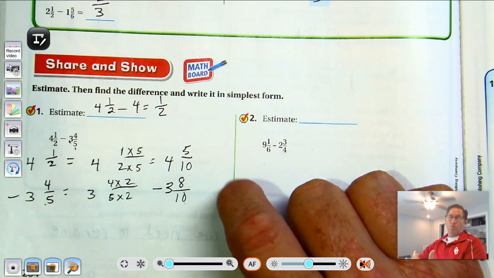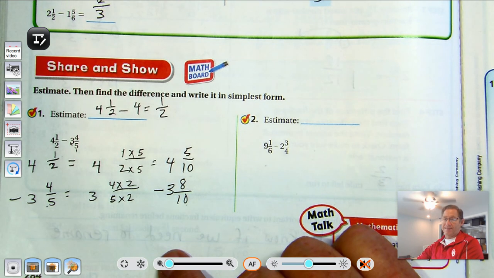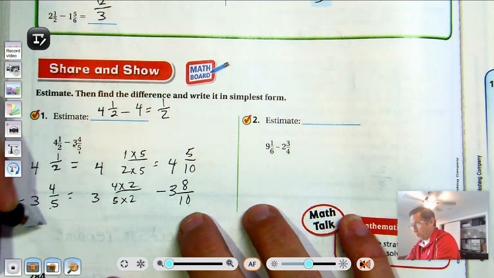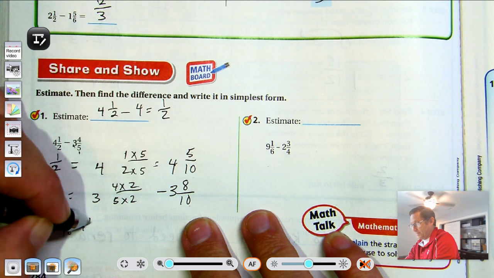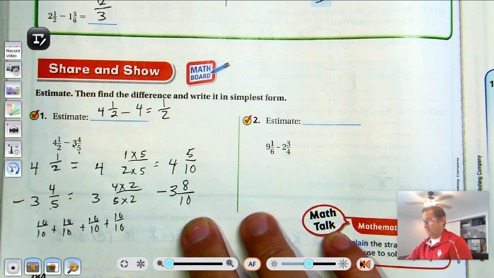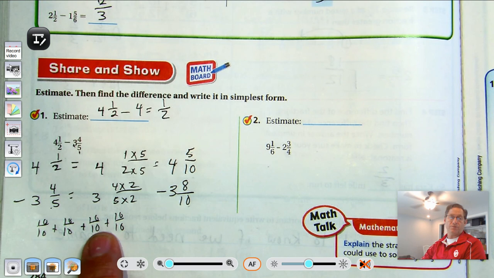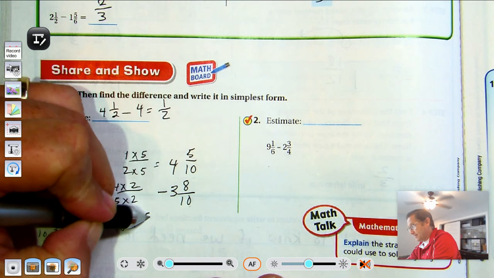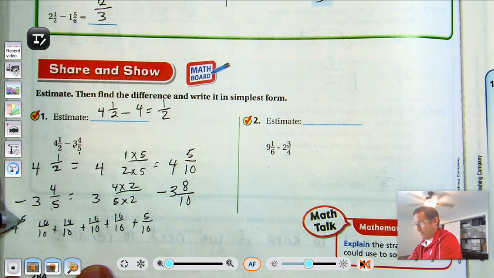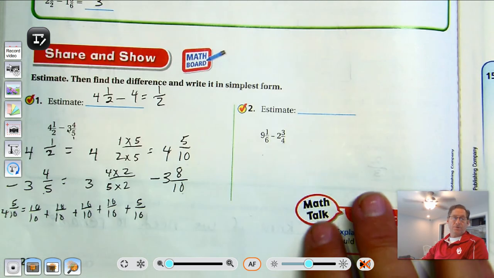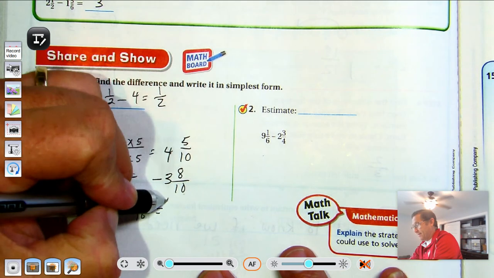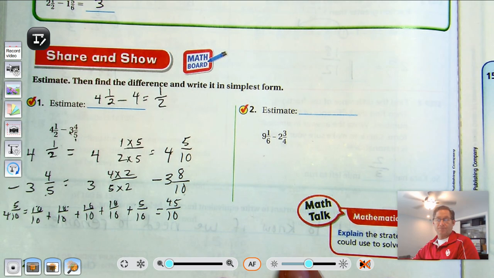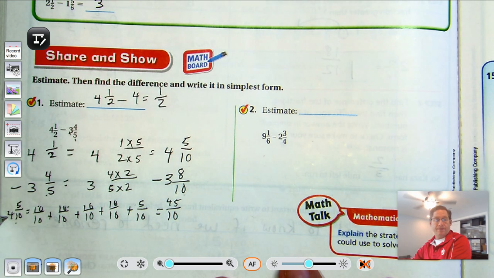So I want to go ahead and show renaming both mixed numbers again. So 4 and 5/10 can be written as 10/10 plus 10/10 plus 10/10 plus 10/10. 1 whole, 2 wholes, 3 wholes, 4 wholes, plus the 5/10. All right. So that's what we're thinking of that as. And so if we add them all together, we get 10, 20, 30, 40, 5/10, which makes sense. 10 times 4 is 40, plus 5 is 45 over 10.